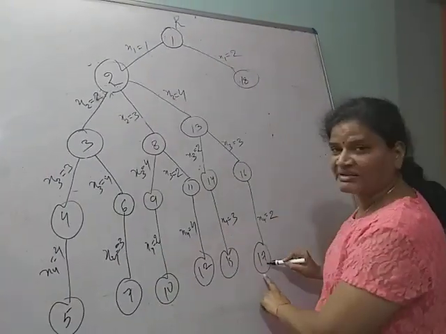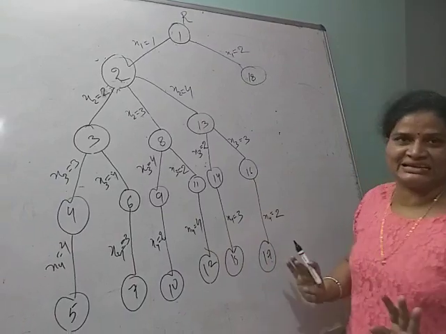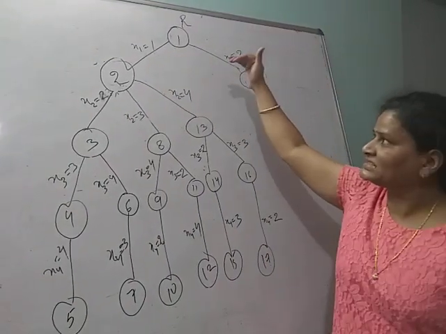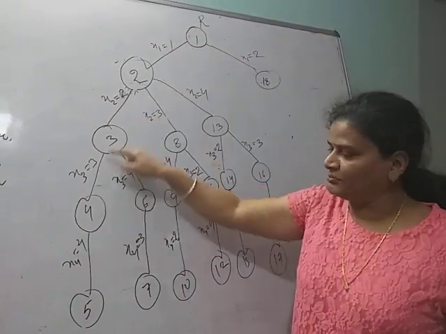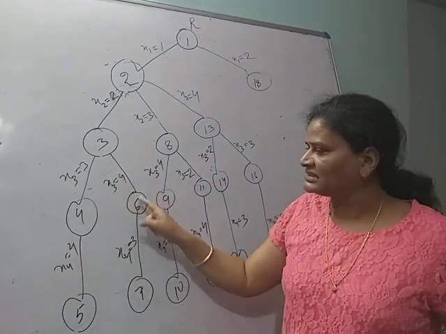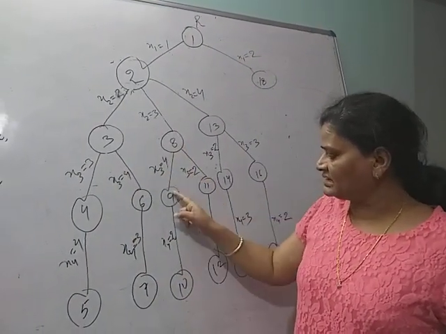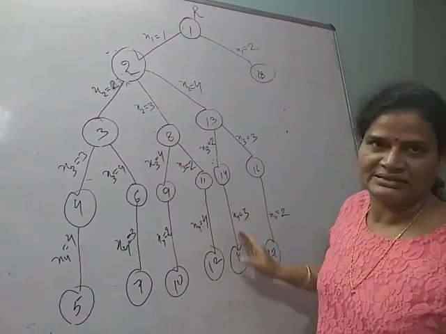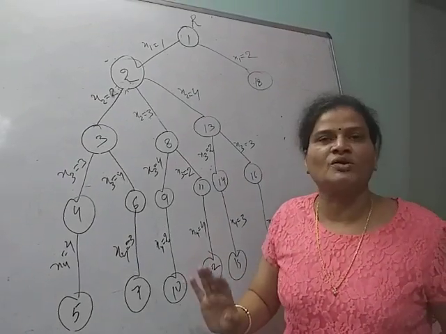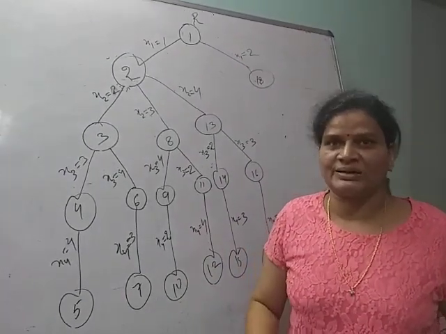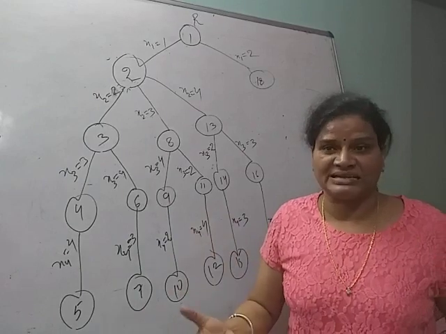So here this is 17, so this is 18. Simply the numbering goes 5 and then 6, 7, 8, 9, 10, 11, 12. This is the backtracking, what you have already studied. Now come to the branch and bound.